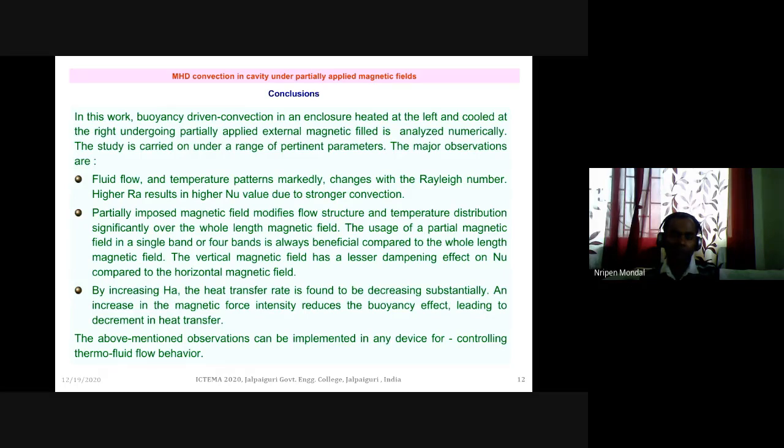Now, from this analysis, we can understand that by controlling and arranging the imposed magnetic field, you can control the thermofluid flow behavior, and that is very useful for designing any thermal devices applicable for industry as well as medical science.